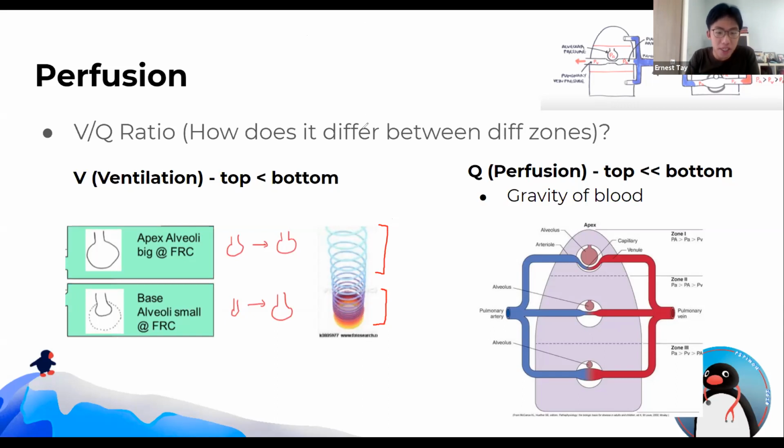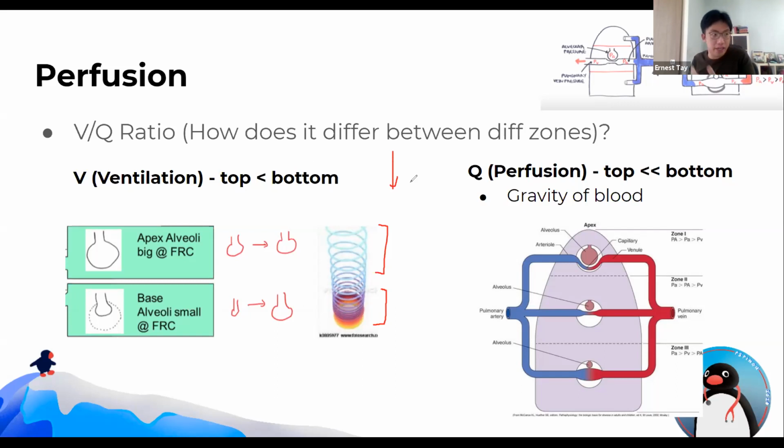So what this means is that the top alveoli is not able to expand much. There isn't much room for it to expand, while the bottom is able to expand by a lot, right? So it's kind of paradoxical, but that's how I like to think of it. And because of that, the ventilation at the top is only very minimal, but the ventilation at the bottom is a lot. So that explains ventilation. It increases as it goes down.